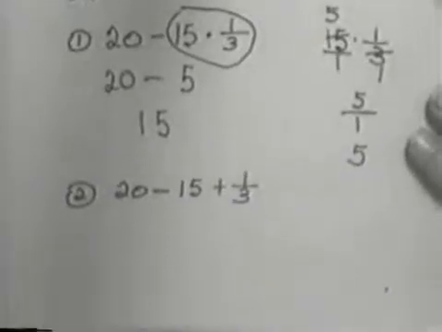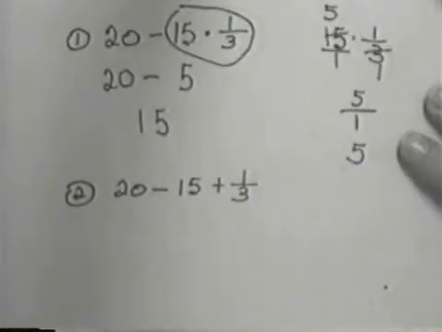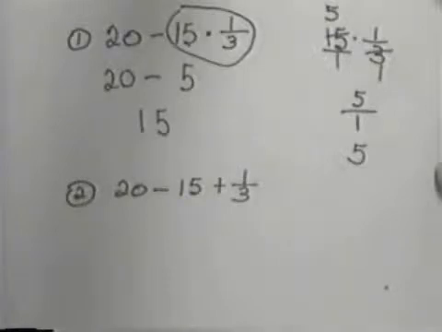Okay, let's look at the second one. Second one has the 20, 15, and the 1/3, but it has minus and plus in it. So since there's no multiplying or dividing, we don't have to worry about doing that third rule. We go down to our fourth rule that says to add and subtract from left to right.